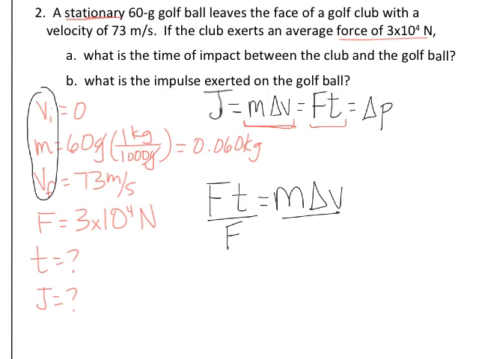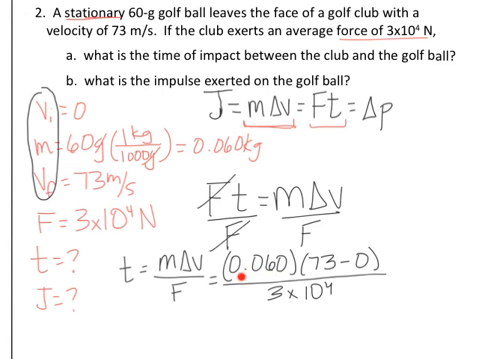So I'm going to divide both sides by the force, and now we can plug our numbers in. Notice I plugged in the kilograms version of our mass. For our delta V, remember for a change you subtract final minus initial, so I did 73 minus 0, and then divide it by our force. And when you type that in your calculator, you should get a value for the time of 1.46 times 10 to the negative fourth seconds.